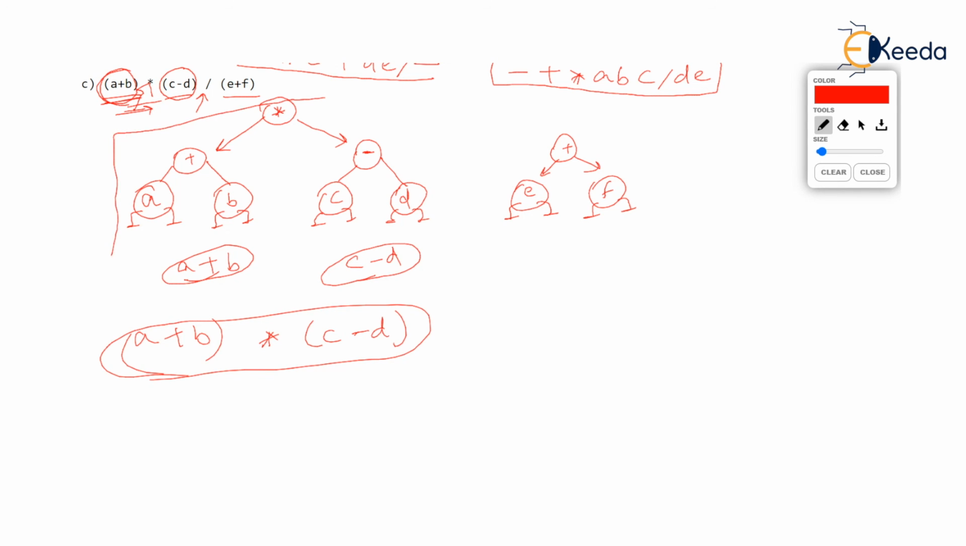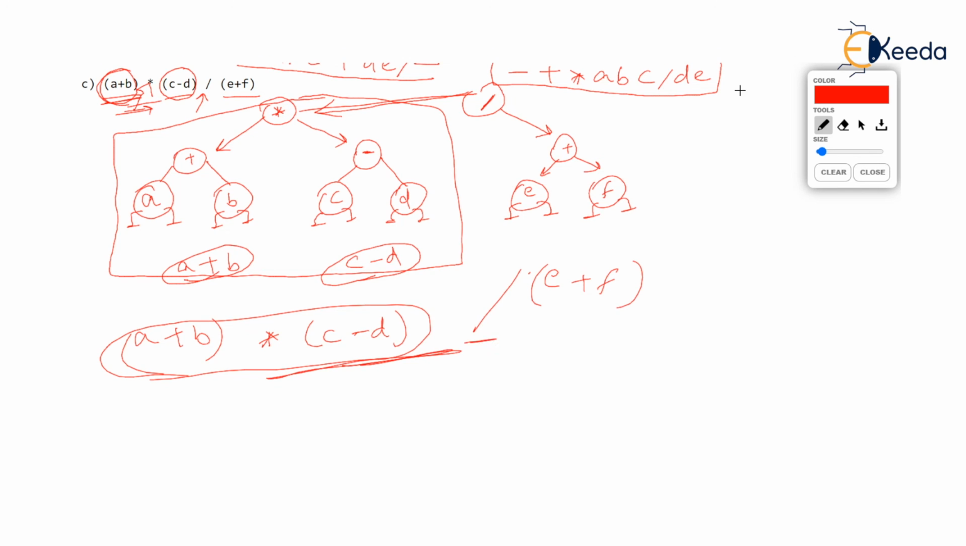All of you agree? This portion. Now this has to be divided. Check this. Left will point to multiply with E plus F. This has to be divided with E plus F. So this is the expression tree that we get.